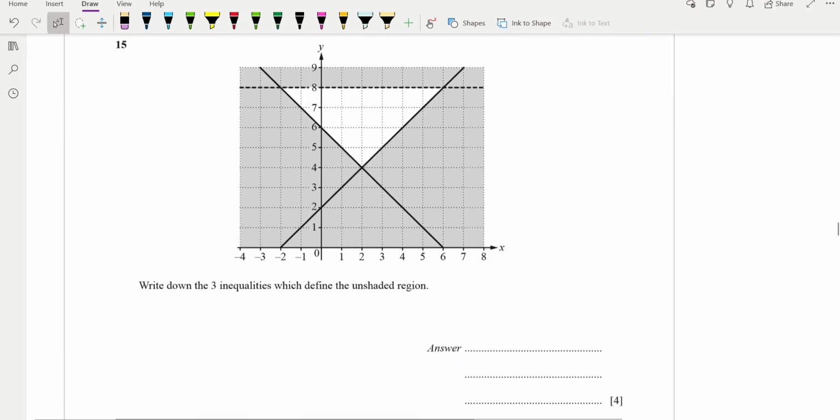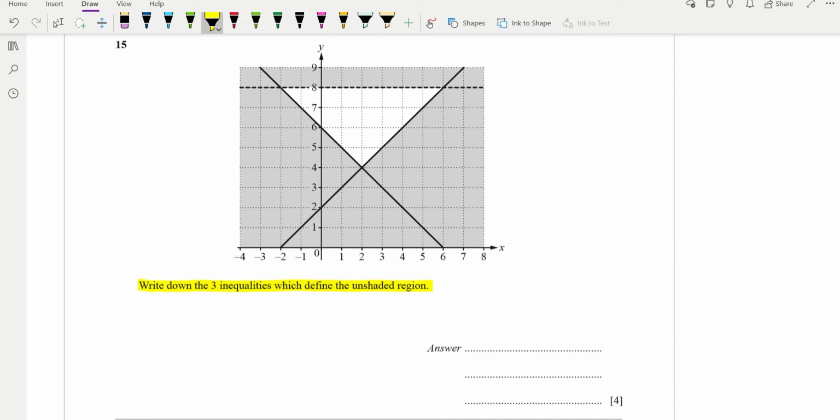Now question number 15. Question number 15 says write down the three inequalities which define the unshaded region. So we have to write the unshaded region. One line we can identify: y is less than 8.